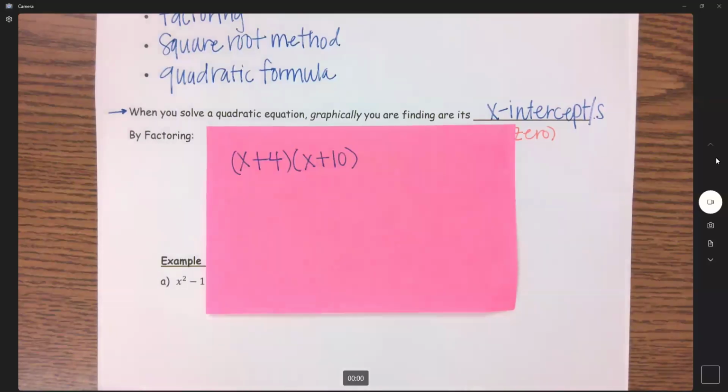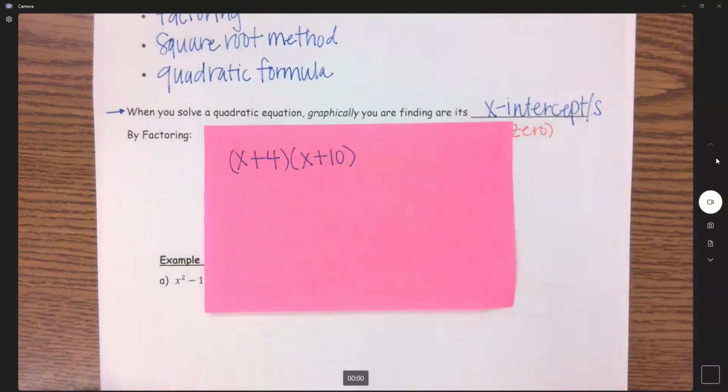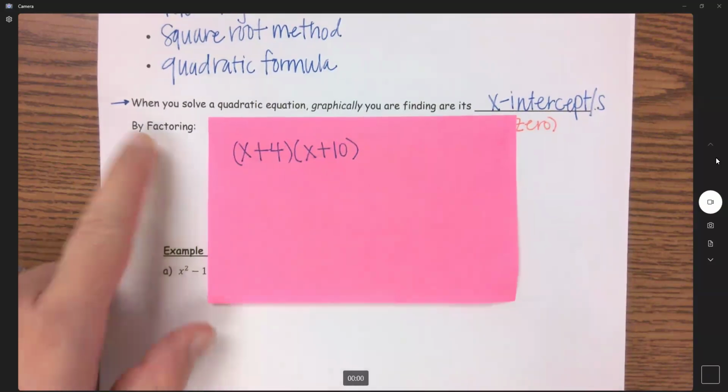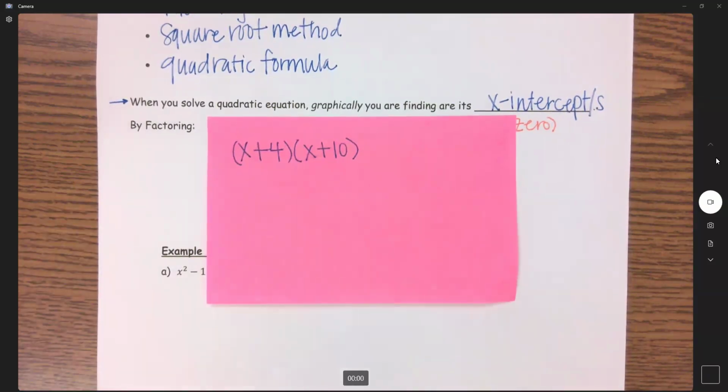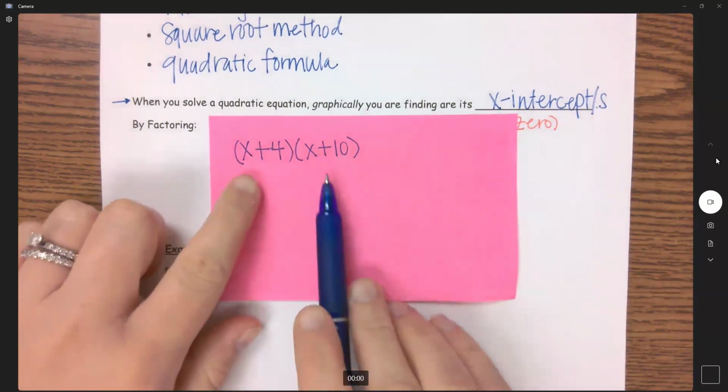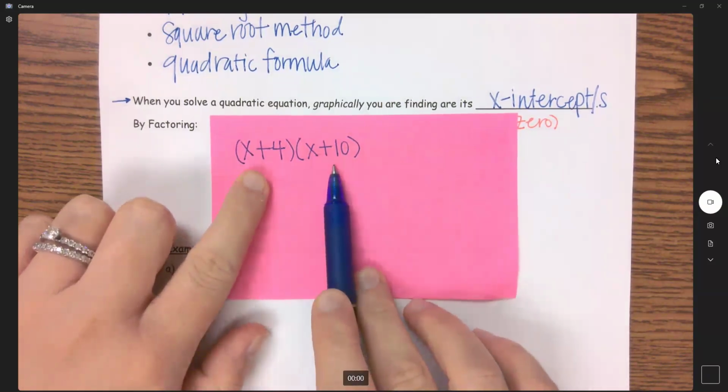The first method that we're going to go over for solving quadratic equations is by factoring. Now, before we solve by factoring, I want us to understand what we are doing, or technically what we are undoing. And what we're undoing is when I am multiplying two binomials together.